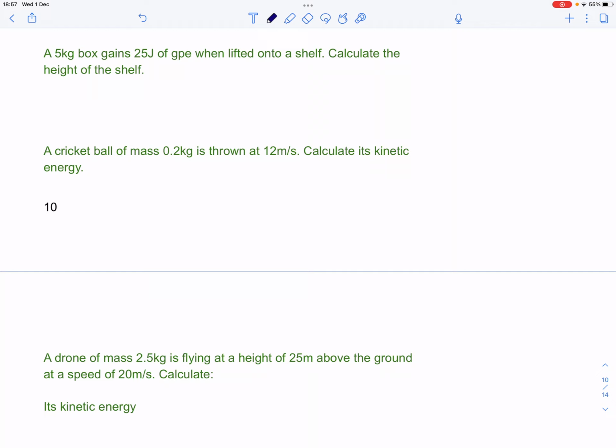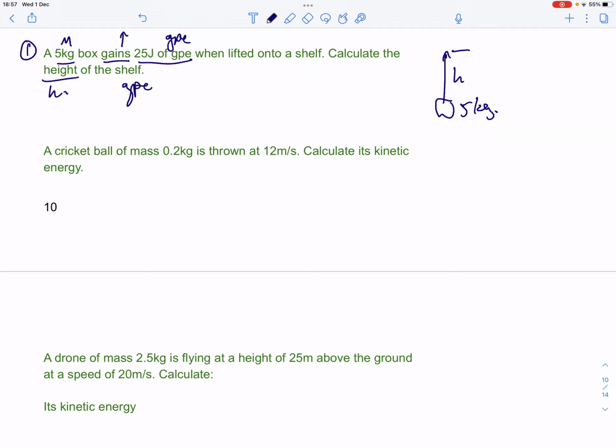Here's a nice straightforward one. Question 1: a 5 kilogram box, so that's the mass, gains 25 joules of GPE, so that's the GPE. Calculate the height of the shelf. We want to find out how far it has been lifted up. Here's the box, going up by however high the shelf is, onto the shelf at the top. The box has a mass of 5 kilograms. So that's the basis of our question, so let's have a go at it.